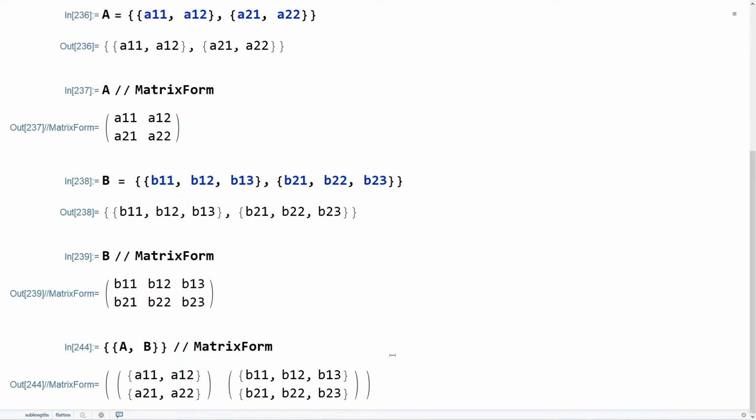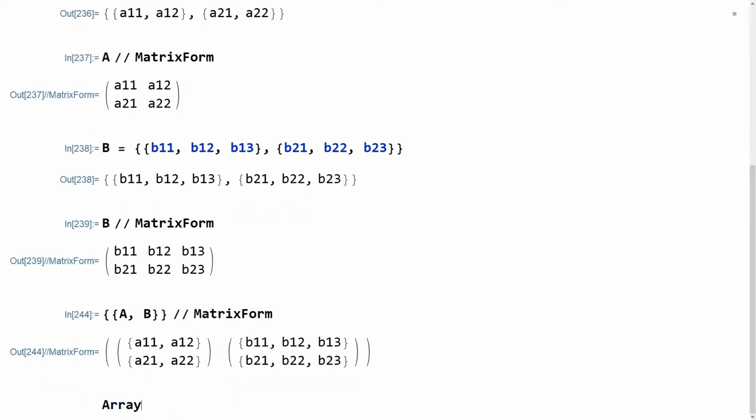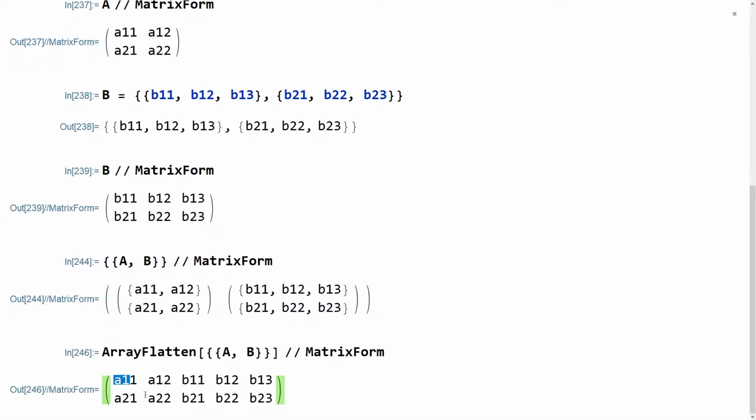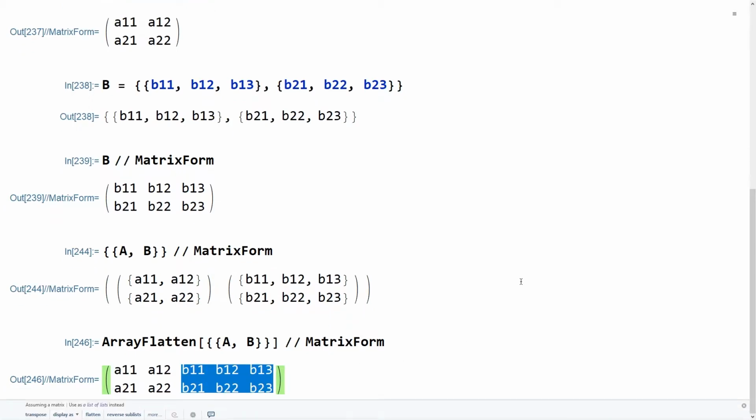There's a Mathematica command that will take care of this for us, which is called ArrayFlatten. If you put that into matrix form, you should be able to see that here we have the 2 by 2 block that came from A and the 2 by 3 block that came from B. So as long as the number of rows and columns are compatible when we form a block matrix like this, I can use ArrayFlatten to squeeze it down into a single matrix that I can do computations with.